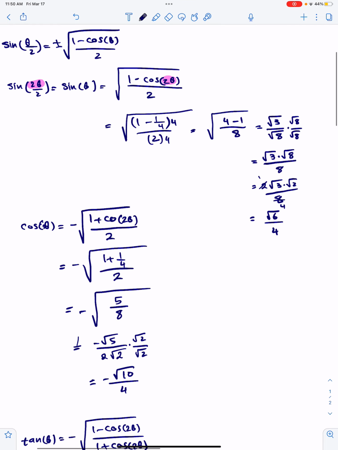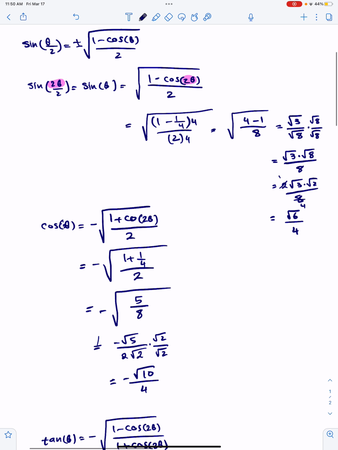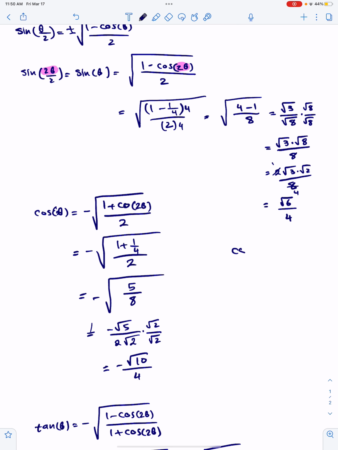And then we can basically find cosecant. So I know that cosecant theta is equal to 1 over sine theta, which is, I am going to take this answer and find the reciprocal. So it's going to be square root of 8 over square root of 3. Again, I can simplify that or rationalize it, which is going to give me 2 square root of 6 over 3.